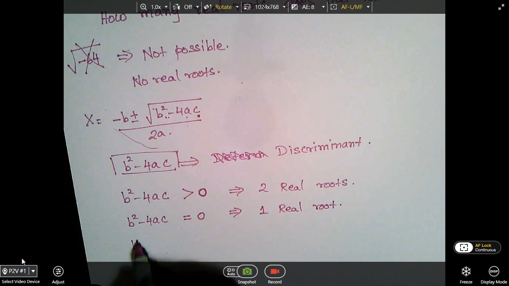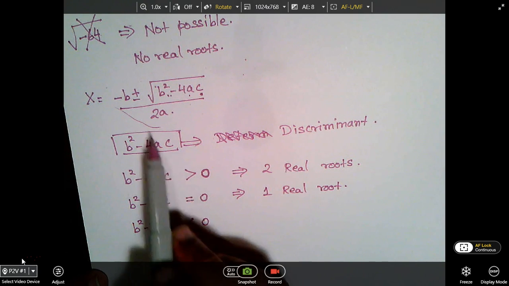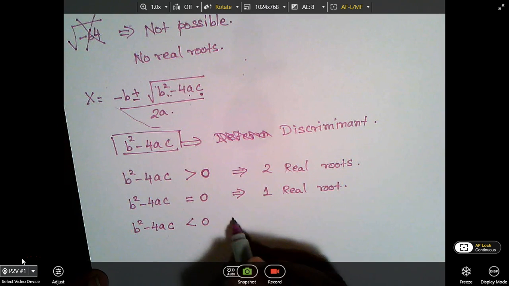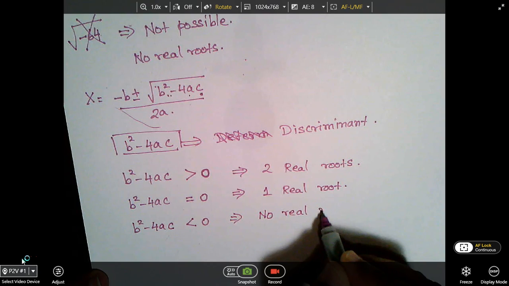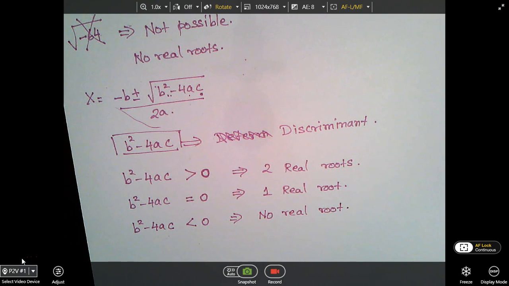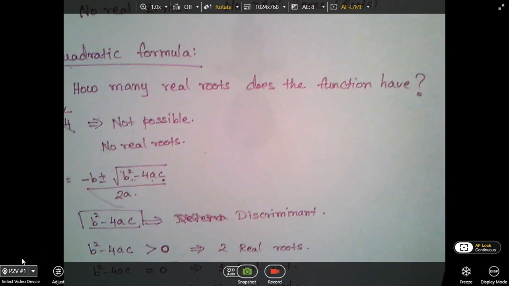Now the third option is b squared minus 4ac is less than 0. Meaning the number under the square root turns out to be a negative number. If that's a negative number, you cannot take the square root of it. So there won't be any real root, no real solution. So my discriminant helps me figure out how many real roots there will be to my quadratic function. Let's take a couple of examples to see how the discriminant works.